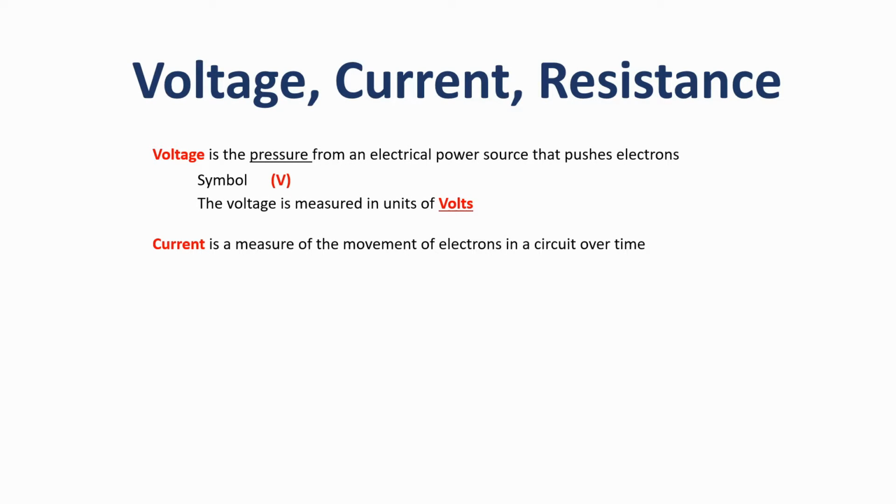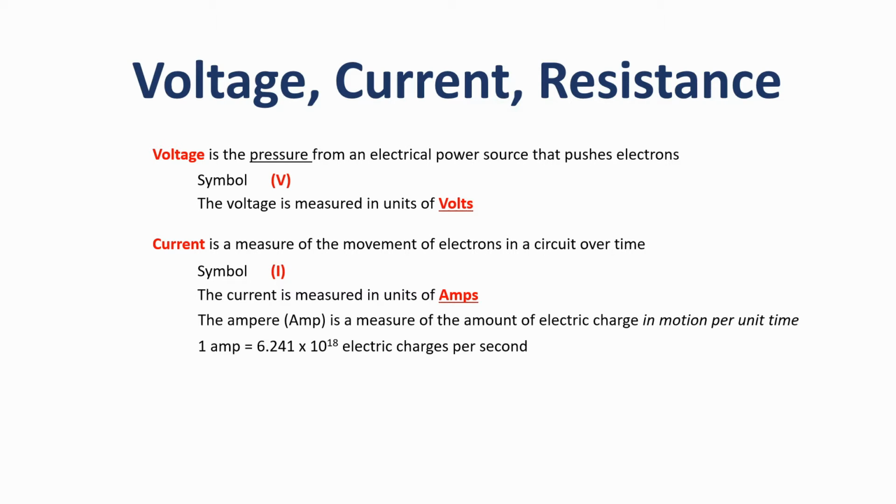Current is a measure of the movement of the electrons in the circuit over a period of time. The symbol is typically I, a capital I, and the current is measured in amps. Now, the amp is a measure of the amount of electrical charge in motion per unit time, okay?